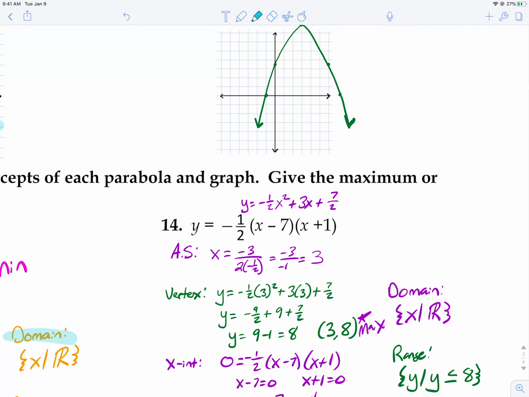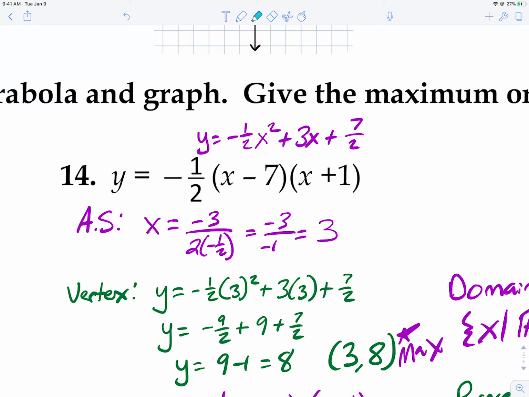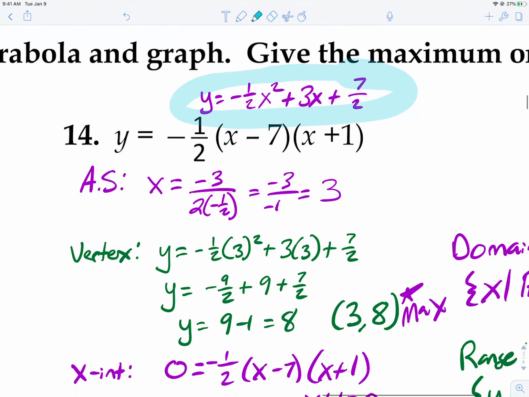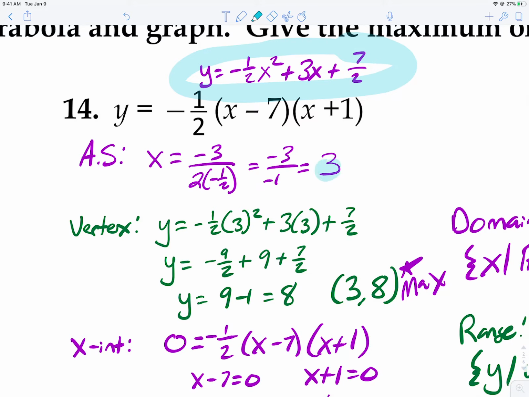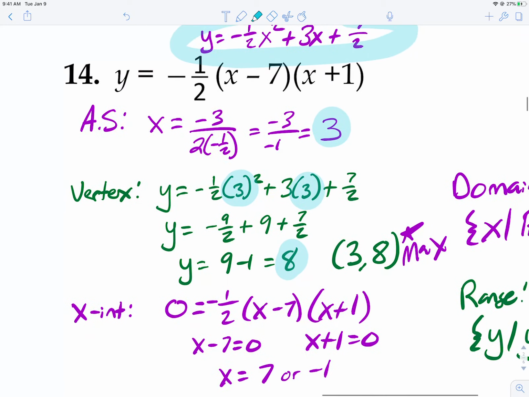For number 14, first of all, I did distribute, or FOIL, the (x minus 7) times (x plus 1) and distributed the negative 1/2, getting this equation up here so that I had a, b, and c. And then using a, b, and c, I found the axis of symmetry was at x equals 3. And then plugging in this 3 where x is, I found out that the vertex was at (3, 8), because I got an 8, which, since the coefficient of x squared is negative, ends up being a maximum because our parabola opens down.